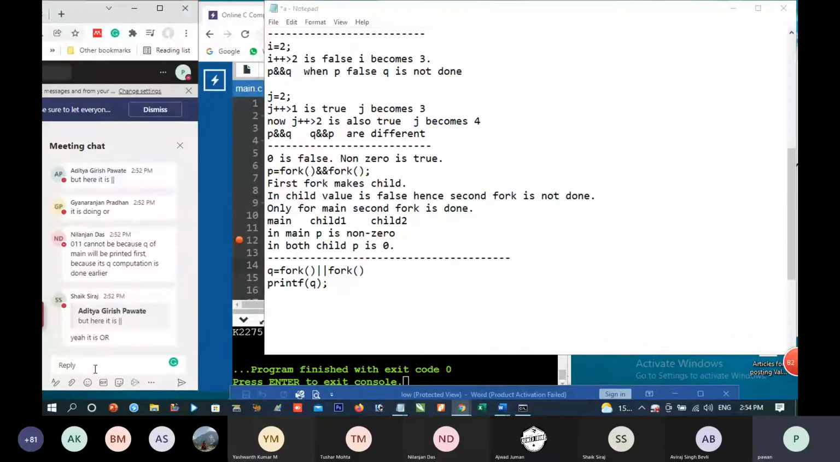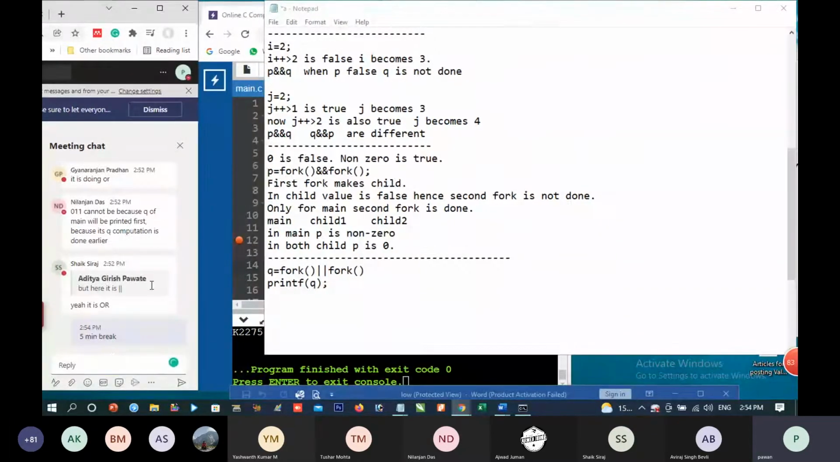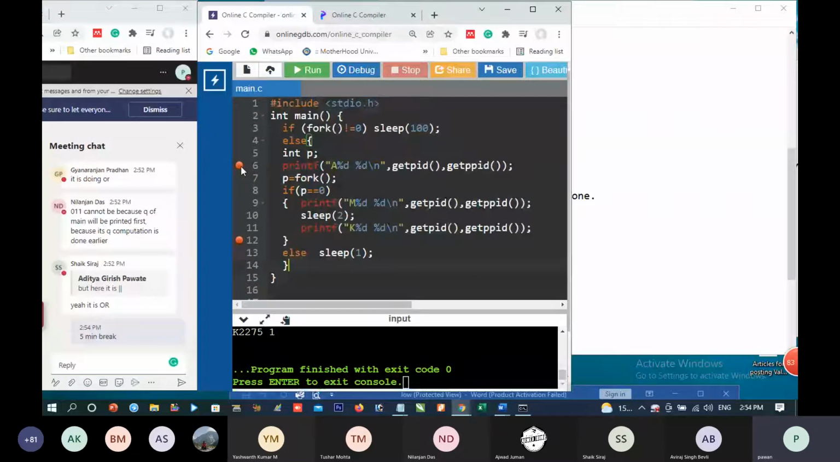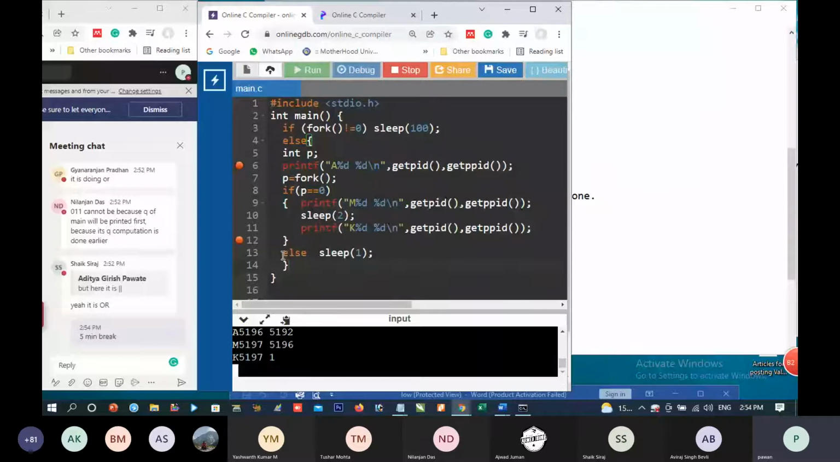Okay. Now we shall have a 5-minute break. And after the 5 minutes break, we shall start with GDB editor only.